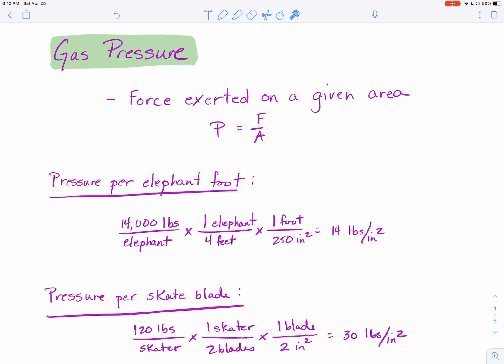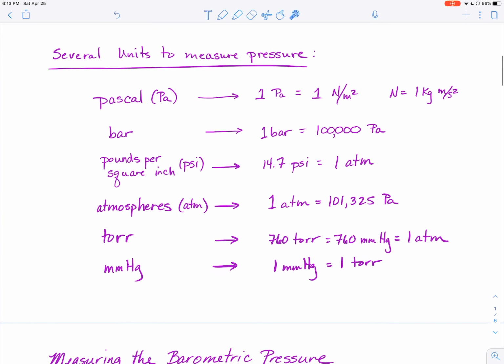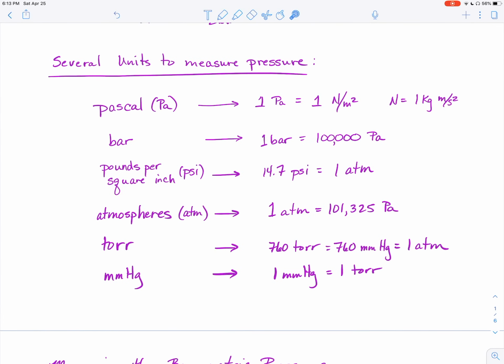Then if you calculate that for the skate blade, say you have a 120-pound skater, for every 1 skater you have 2 blades, and for every 1 blade you have 2 square inches. If you do this calculation, you end up with 30 pounds per square inch. So even though you have a small skater and a small blade, the amount of force per area is much, much greater. In fact, it's more than twice as great as the force being projected by the foot of an elephant.